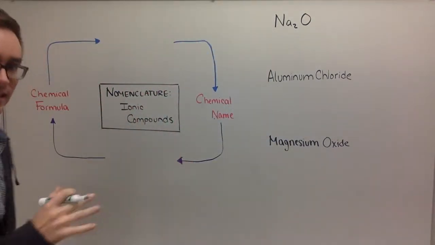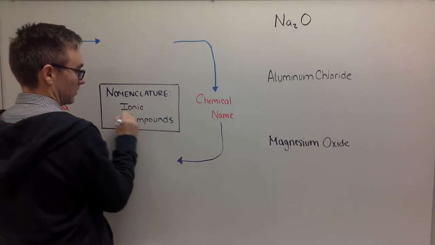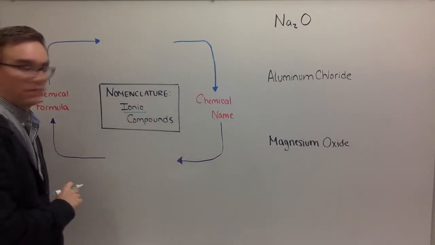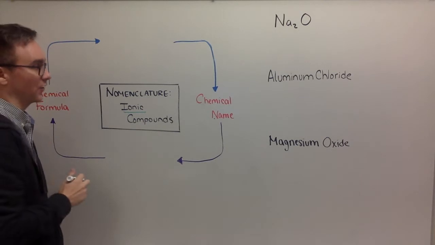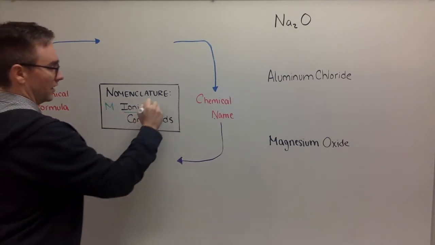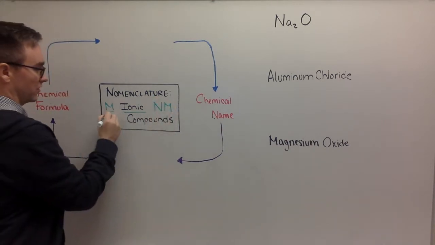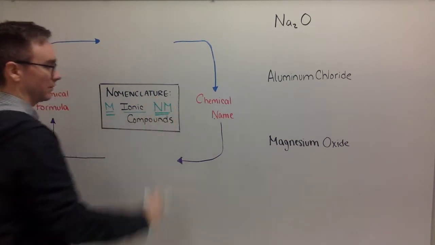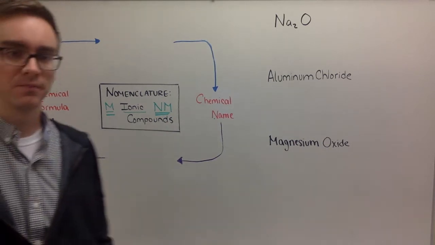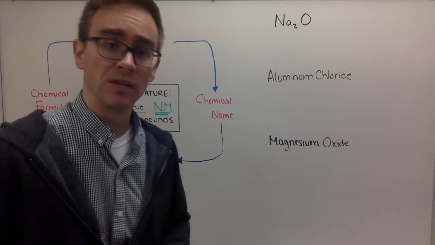First step, like I said, the most important step, is that we are talking about ionic compounds. The set of rules that we're going to talk about right now is for ionic compounds, and that means that we have a metal and a nonmetal. That is extremely important: we're talking about metals and nonmetals here. If we have a metal and a nonmetal, this is what we need to do.